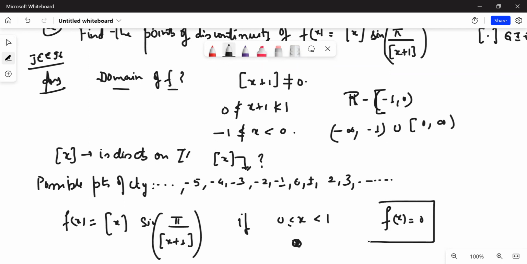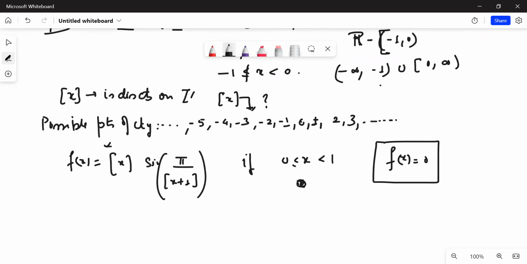Why would it be 0? Because this particular thing would become 0, whatever be the case, right? Yes, sir. Okay. The function will not be defined for all these values, because I'll write here f(x) will not be defined for all x belongs to [-1, 0), right? Here your function will not be defined.